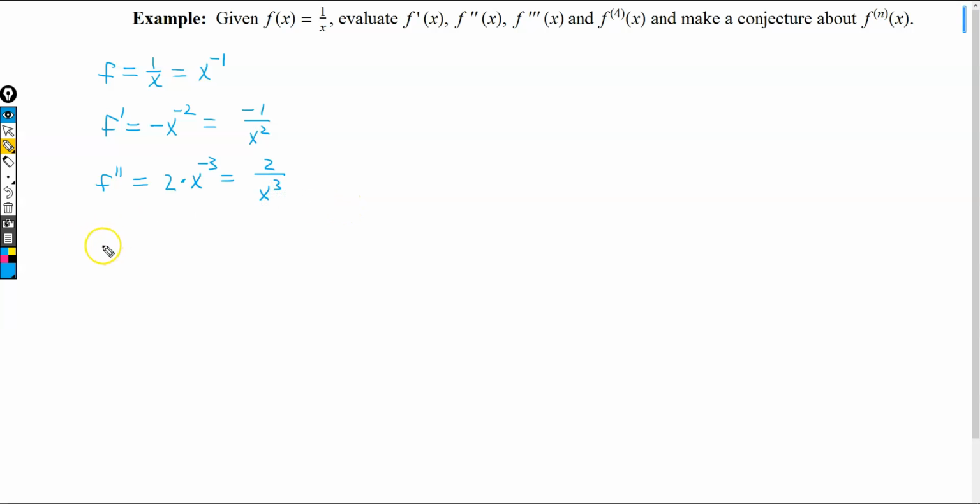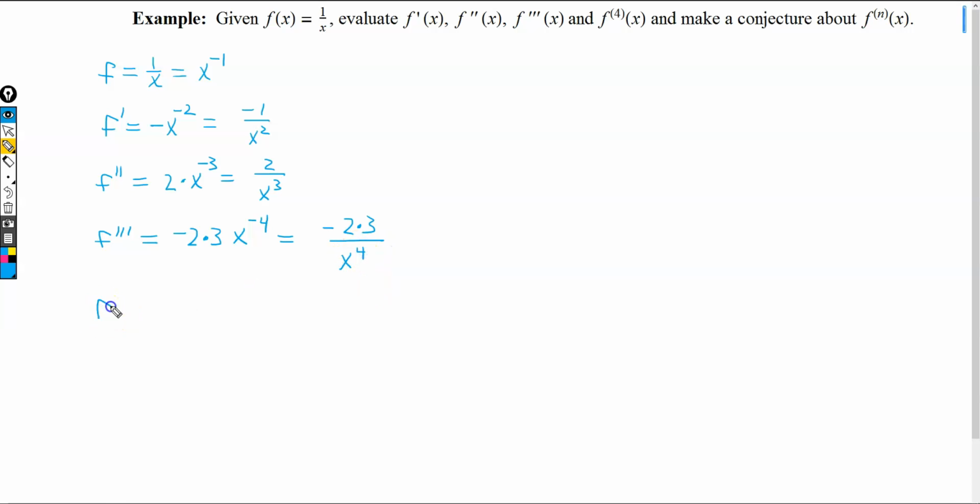Now let's take the third derivative. So we'll use this form to differentiate. So we drop the negative 3 down. 2 times negative 3 is going to give me negative 6. In fact, let's leave it like this. I'm going to leave it as negative 2 times 3 x to the negative 4th power. It'll help us to identify what f to the n is going to be. Of course this is 6, but let's just leave it like this for now. And so this is going to be negative 2 times 3 divided by x to the fourth.